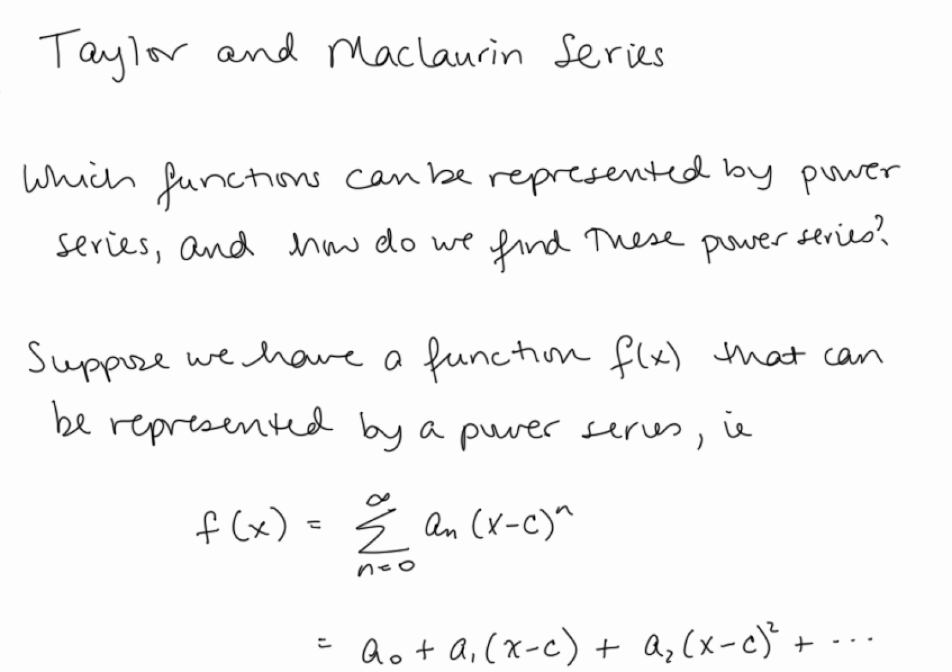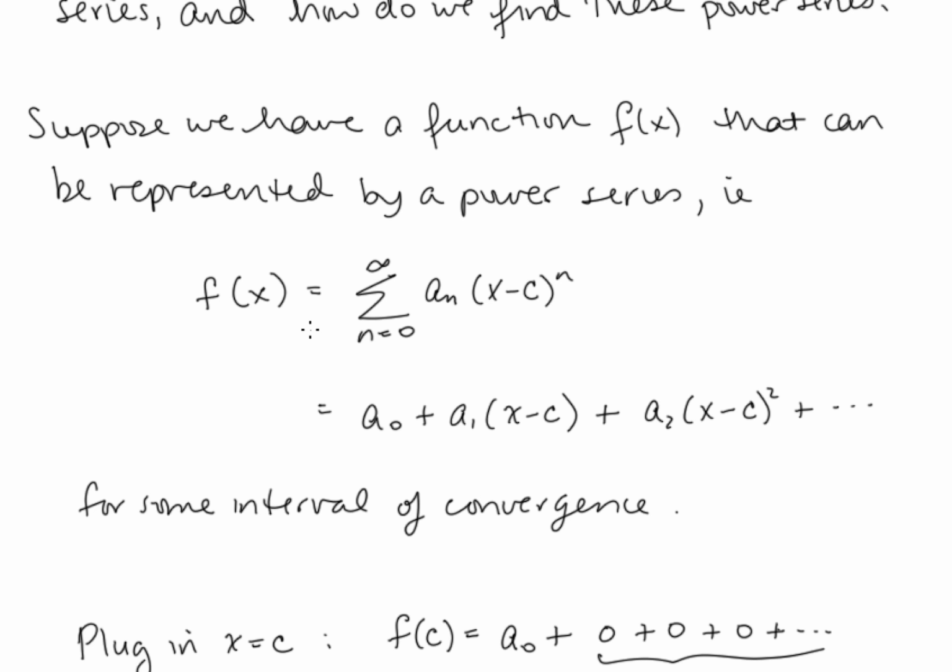So let's start by supposing that we have a function f of x that can be represented by a power series. So f of x would be of this form, the series a sub n times x minus c to the nth power. If we expand that series, it looks like this. And we're saying that f can be represented this way for some interval of convergence. Let's explore what this series must look like.